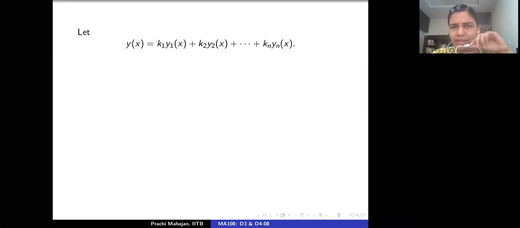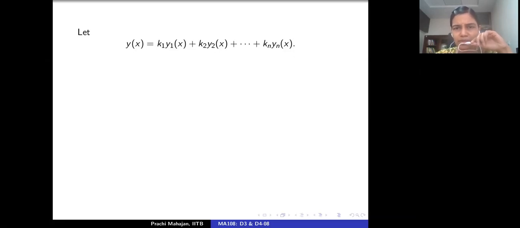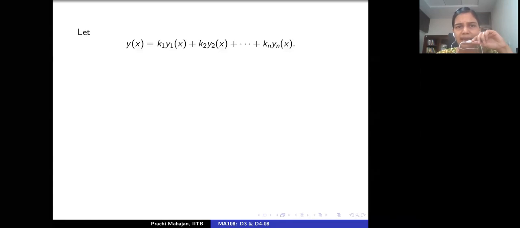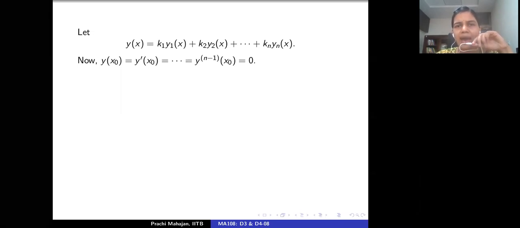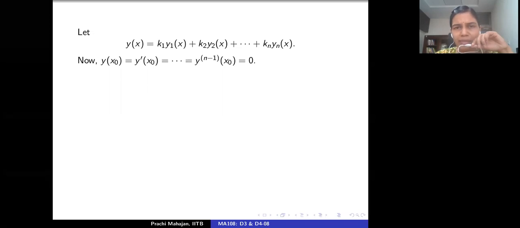k1, k2, kn are the non-trivial solution which we obtained by solving the system of equations on the previous slide. Having defined y like this, we observe that the way we have chosen k1, k2, kn ensures that y at the point x0 is 0, so is the first derivative of y at the point x0. In fact, all derivatives of y up to order n minus 1 exist and are 0 at the point x0. Correct? This is because of the choice of k1, k2, kn.